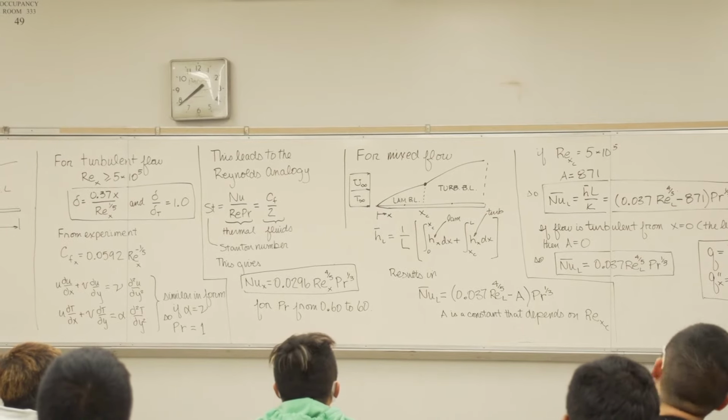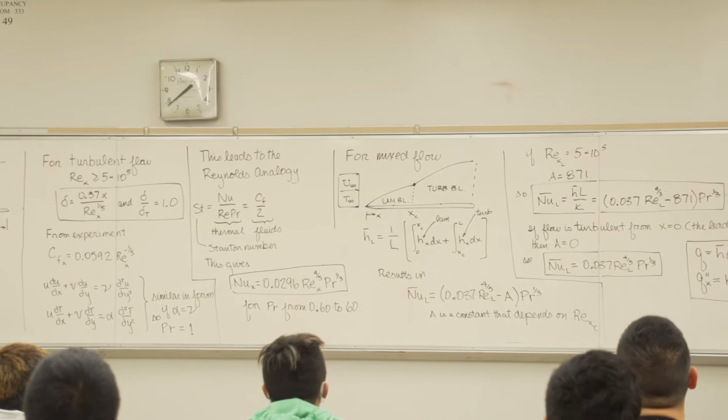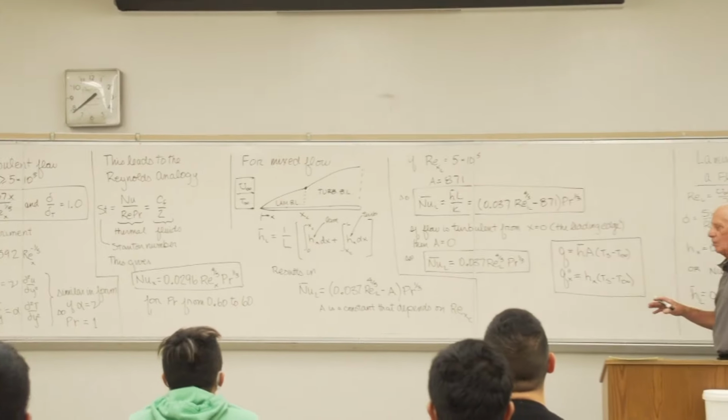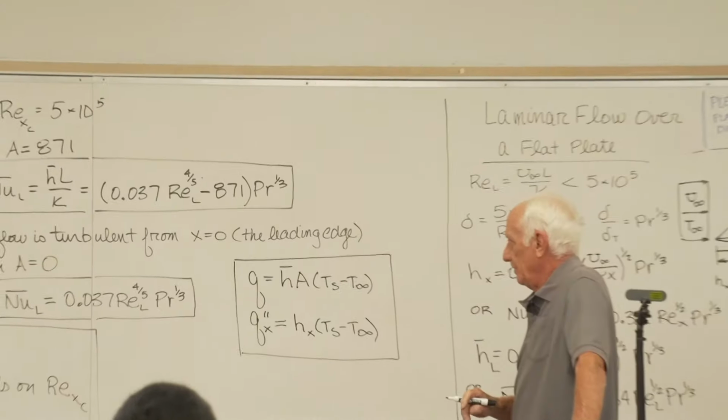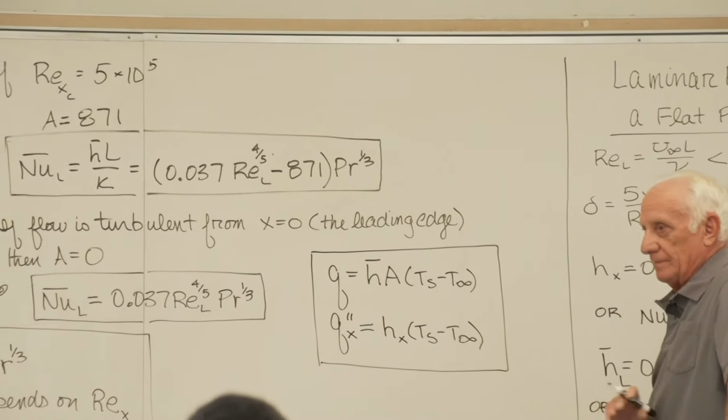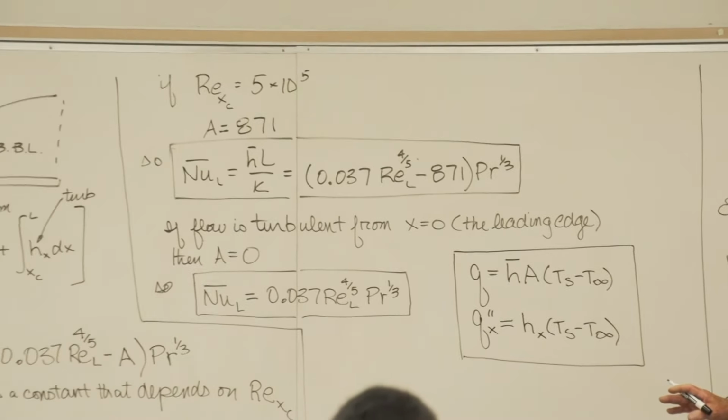Get the right value of H. Maybe find delta or delta T. Find the local H. Find the average H. Put them in the equations for Q, Q or Q double prime. That's it for a flat plate.